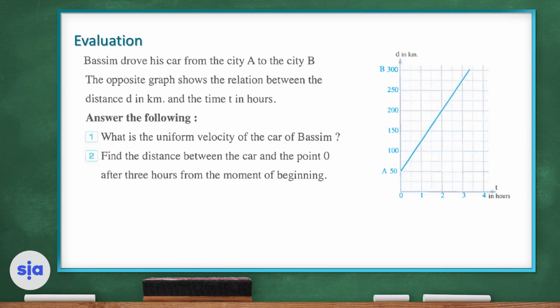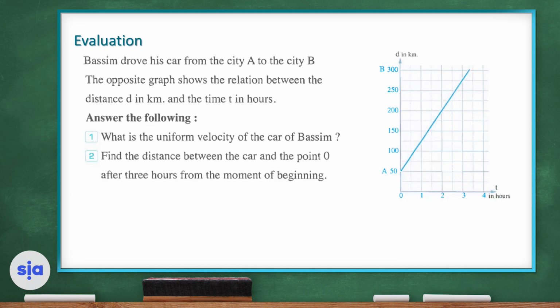Let's now see how we are going to answer this question. Bassem drove his car from city A to city B. The opposite graph shows the relation between the distance d in kilometers and the time t in hours. The first requirement: what is the uniform velocity of the car of Bassem? The second requirement is to find the distance between the car and the point 0 after 3 hours from the moment of beginning.